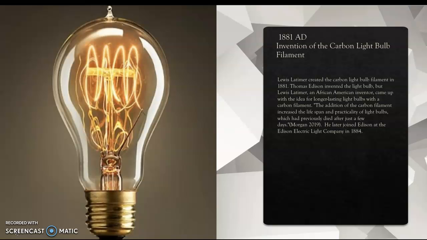In 1881, Lewis Latimer created the carbon light bulb filament. Thomas Edison invented the light bulb, but Lewis Latimer, an African-American inventor, came up with the idea for longer lasting light bulbs with a carbon filament. The addition of the carbon filament increased the lifespan of light bulbs, which had previously died after just a few days. This pretty much goes without saying, but we use light bulbs for everything. For lack of better words, they light up our world.